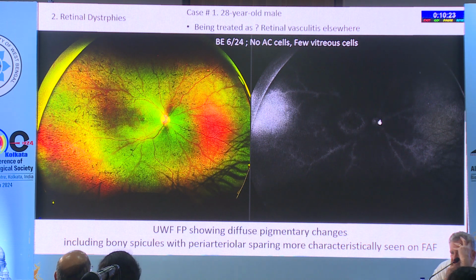Dystrophies, I think I have been emphasizing a lot in this meeting, is about dystrophies because many of the time, for example, this patient was diagnosed as retinal vasculitis, and that is how the patient came. He was receiving treatment for retinal vasculitis, and the diagnosis was retinal vasculitis with retinitis pigmentosa.